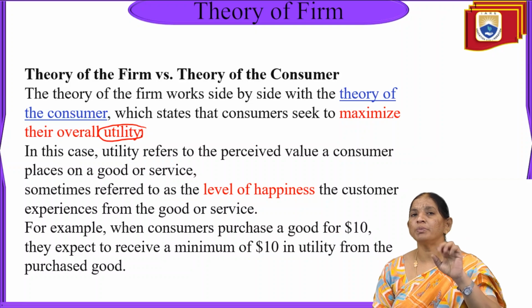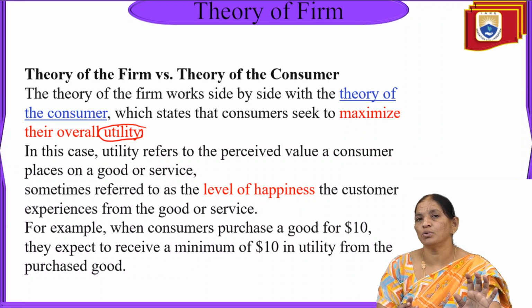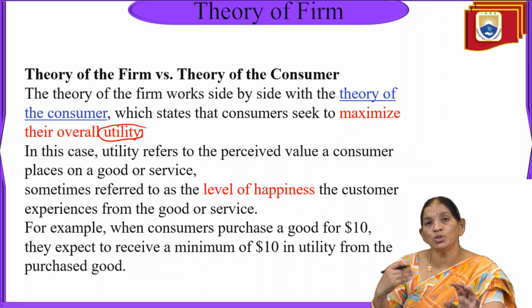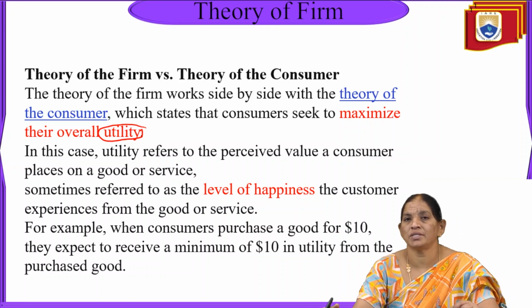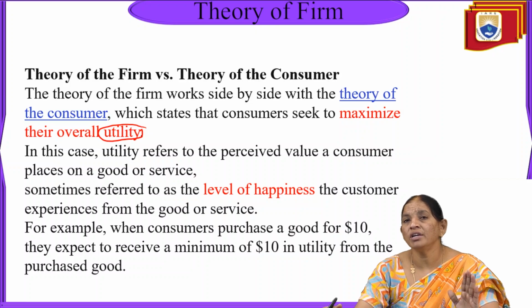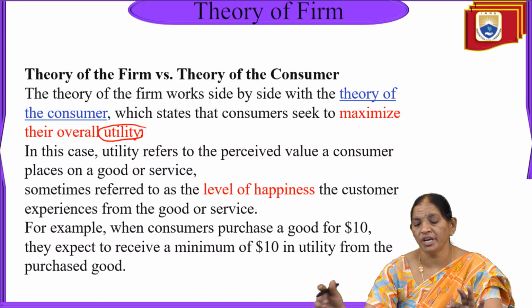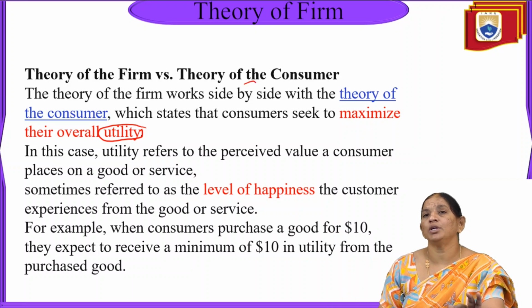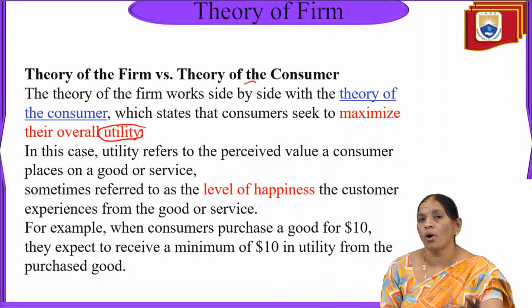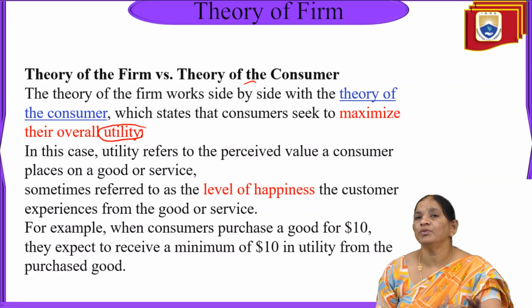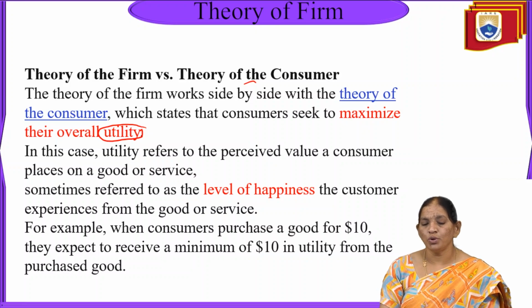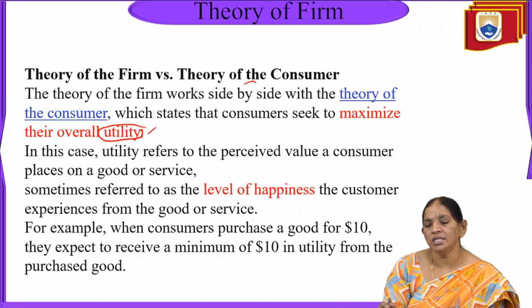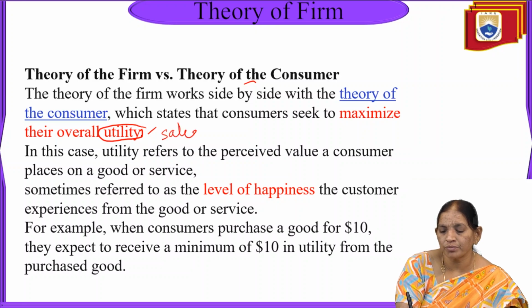Why does a consumer purchase goods? A consumer utilizes goods in order to get some utility, meaning satisfaction. If that satisfaction is not there, automatically the consumer will stop purchasing goods and services. So an important factor along with the theory of the firm is the theory of the consumer, what a consumer wants. Here the theory of the firm works side by side with the consumer, who wants to maximize overall utility or satisfaction.